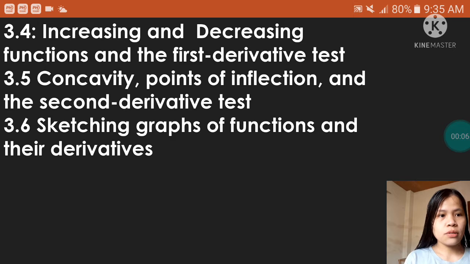Today, my report is all about sections 3.4 to 3.6. First is increasing and decreasing functions and the first derivative test. In 3.5, concavity, points of inflection, and the second derivative test. 3.6, sketching graphs of functions using derivatives.